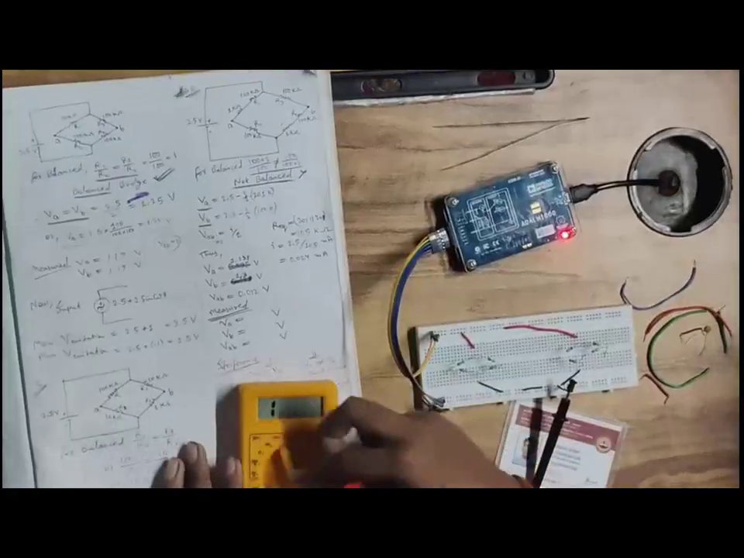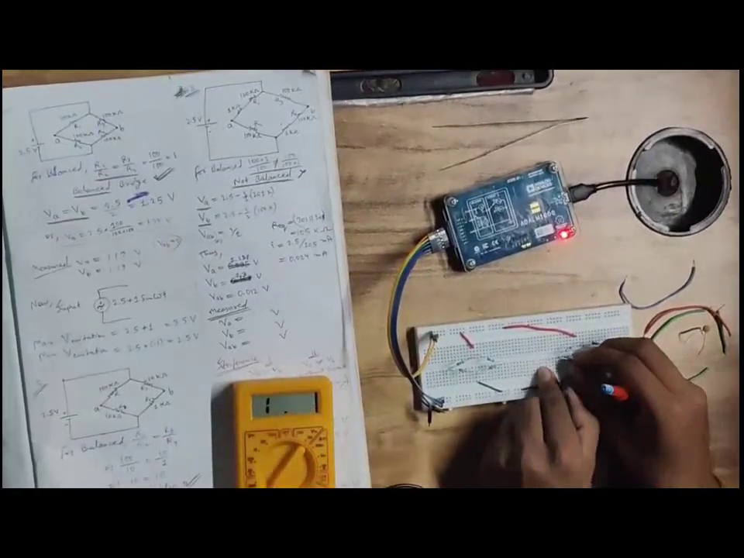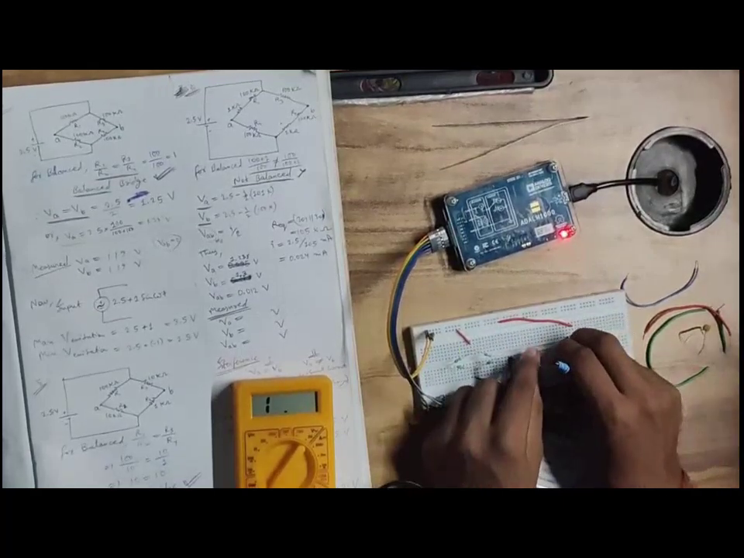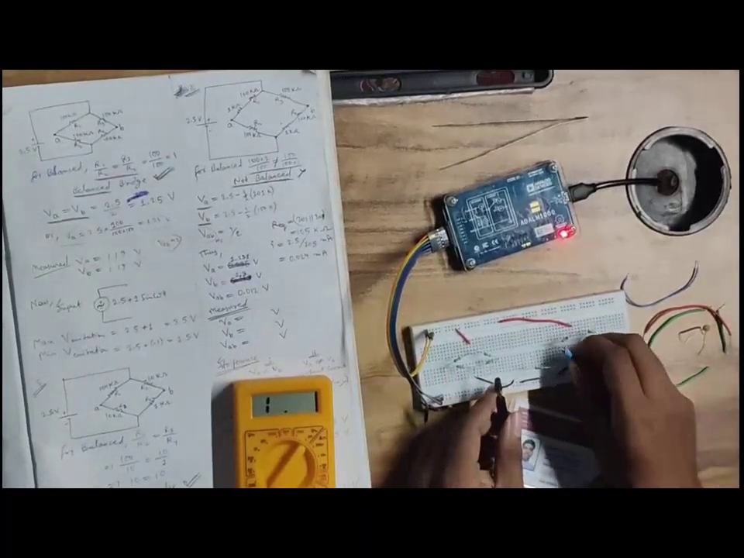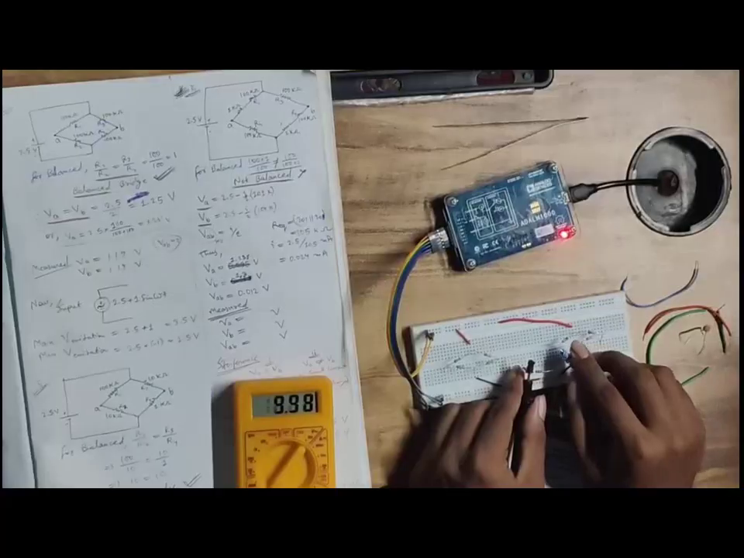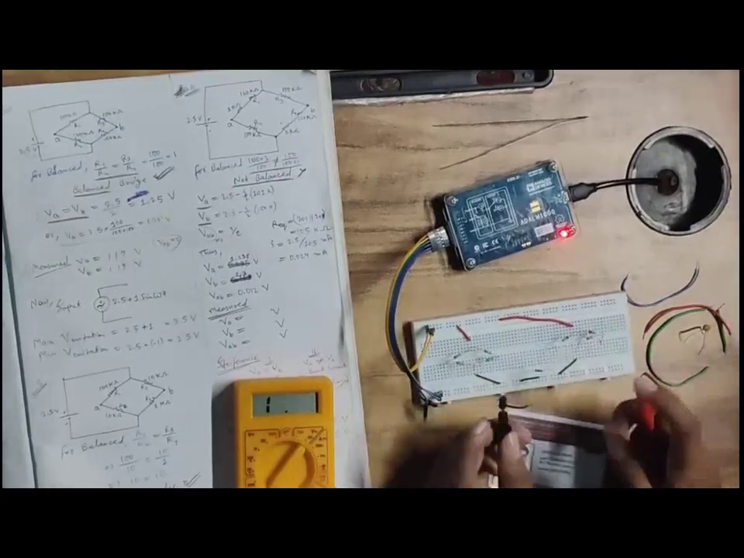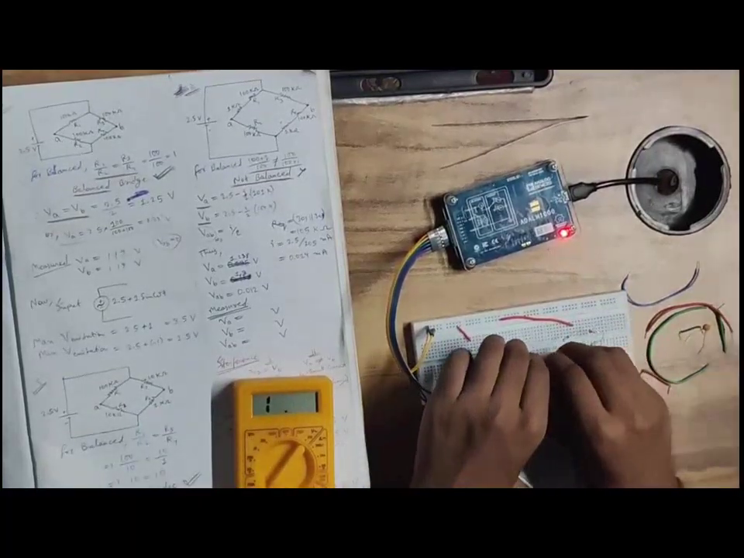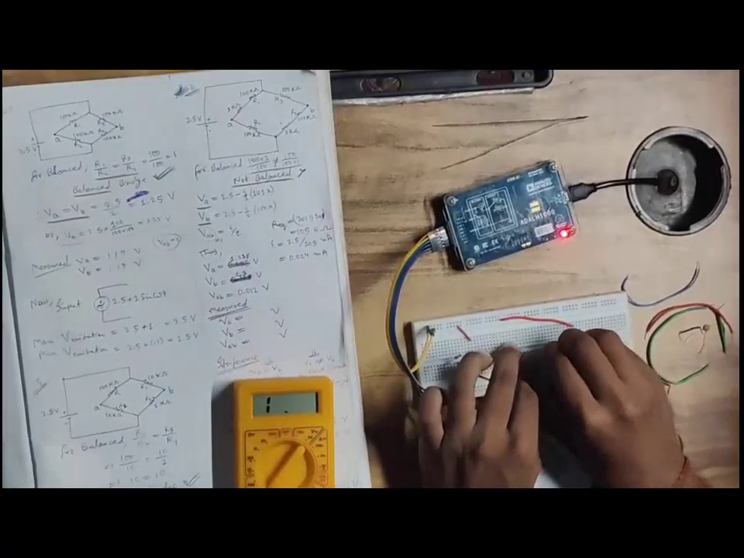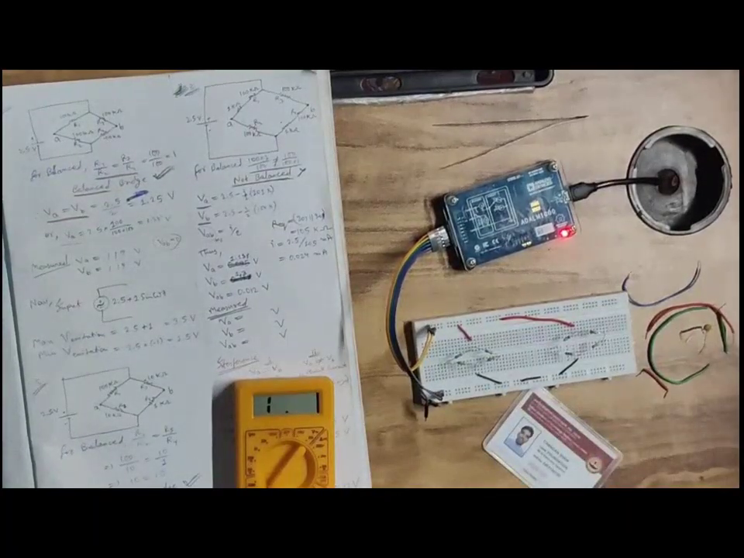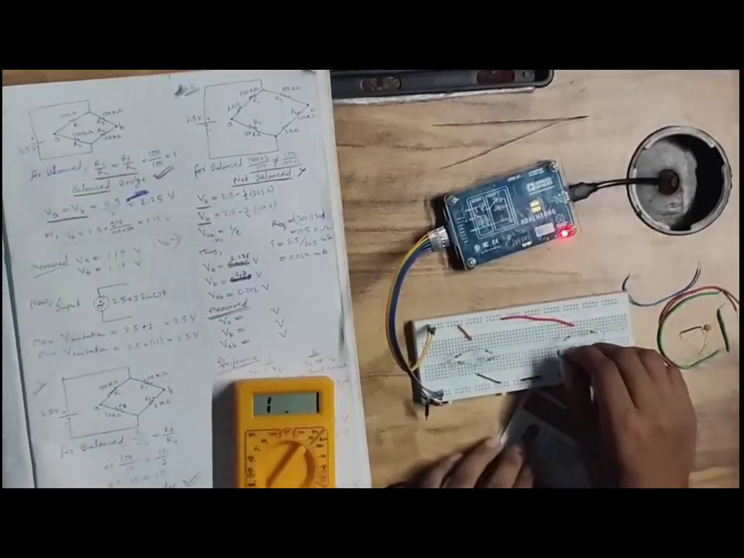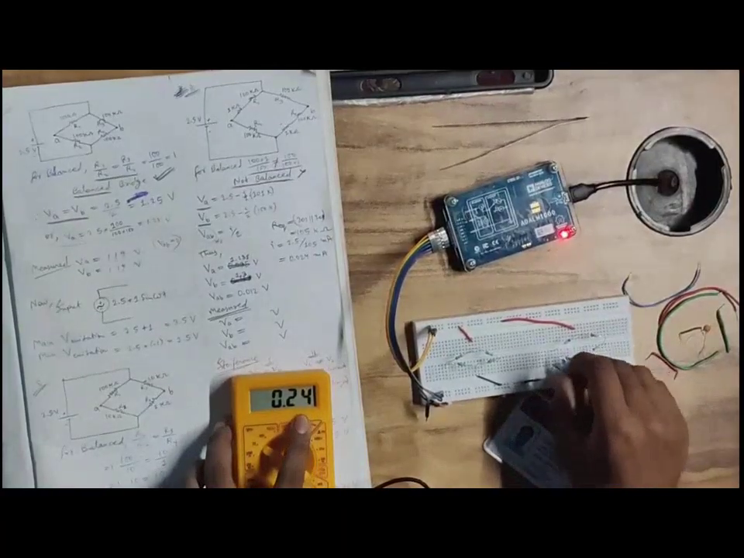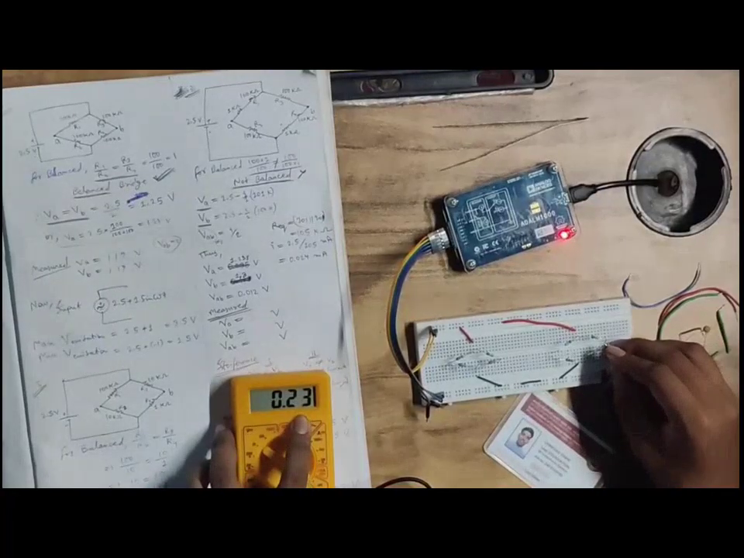Now the potential at node A. Before that we check the resistances contained in the second bridge, this is 9.91, that is nearly 10 kilo ohms connected here, and here 101 kilo ohms connected. Now we are connecting the Wheatstone bridge. Now we are measuring the potential at node A, that is 0.24. The node B potential is 0.23.